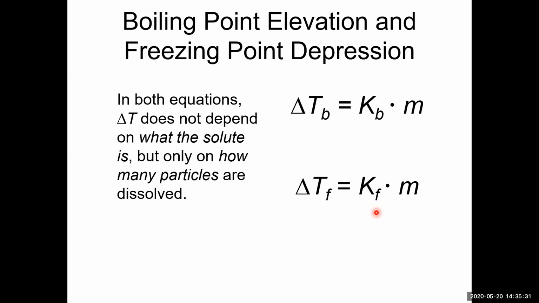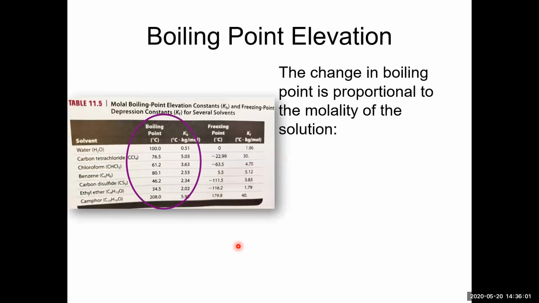So in both equations, the change in temperature doesn't depend on what the solute is, but how many particles are dissolved, because molality tells you how many moles of your solute were dissolved. So there's nothing in here, and this Kf and this Kb, they depend on the solvent only, not on the solute. So whatever you dissolve, let's say in water, you use the same Kb or Kf. So that's why it's a colligative property. It only depends on how much solute is there, not what it is.